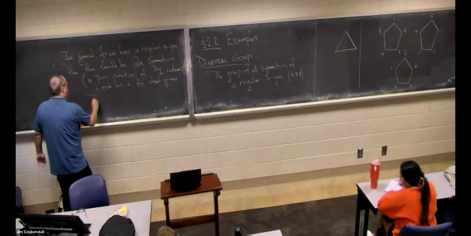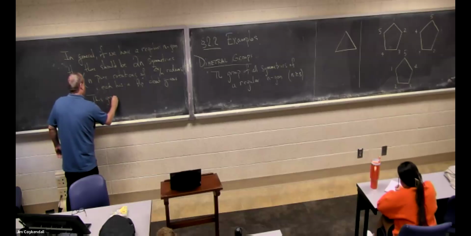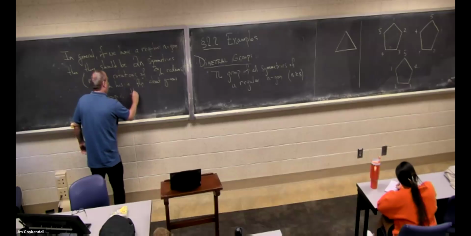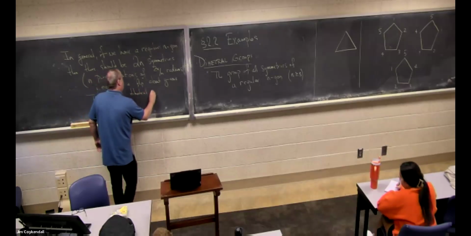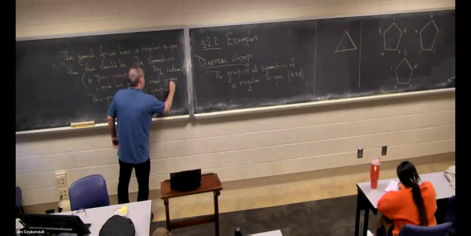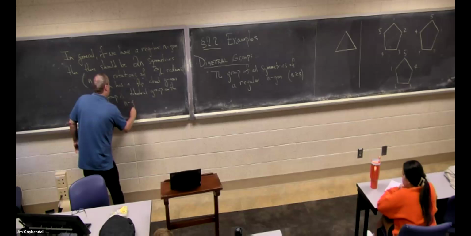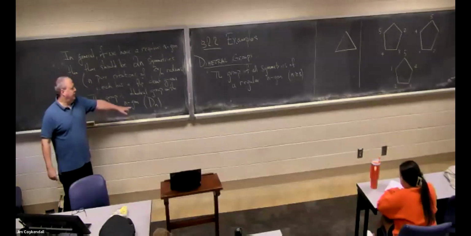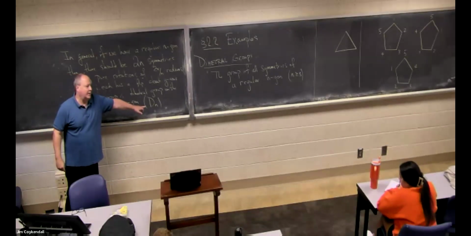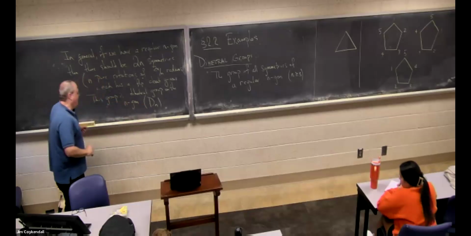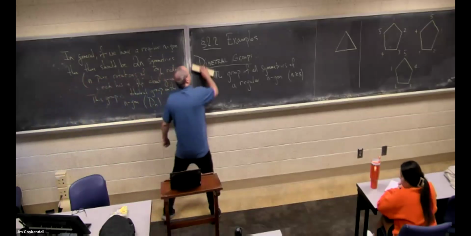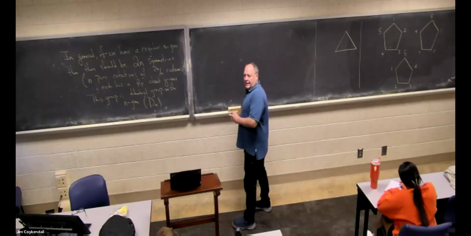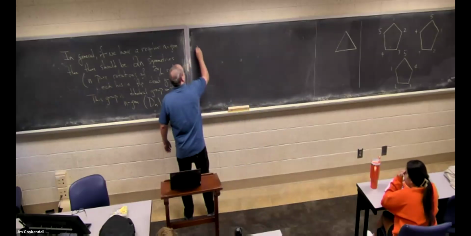This group is called the dihedral group. You'll see in some books they'll have the notation D_2n because that's the number of elements. I use the notation D_n here, which just means that it's the symmetries of the n-gon. In fact, I'll list the elements.